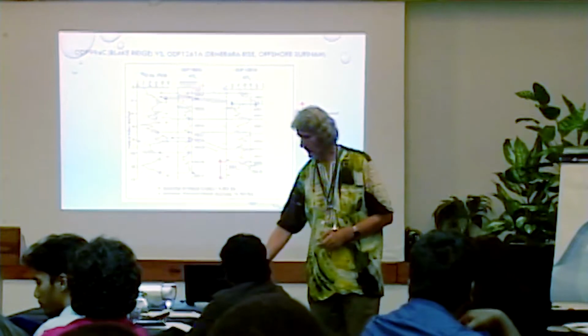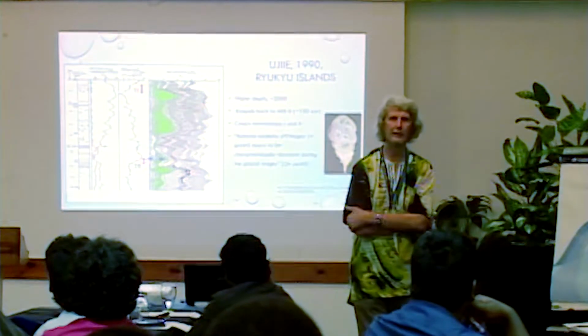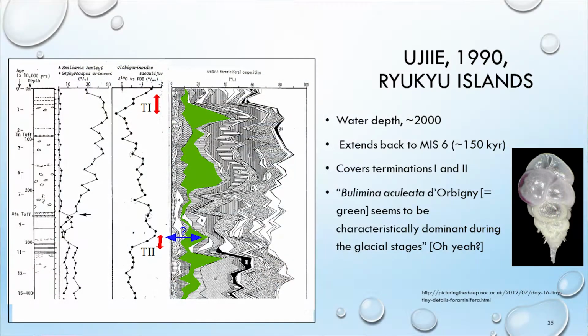Is it universally applicable? Well, there was a gentleman called Ryuji, a Japanese gentleman, who did some work off the Ryukyu Islands, which is sort of around Japan. He came up with this graph. This is his oxygen isotopes with termination 1, termination 2. He presented his data the way a lot of paleontologists did for decades, simply as a cumulative frequency graph.